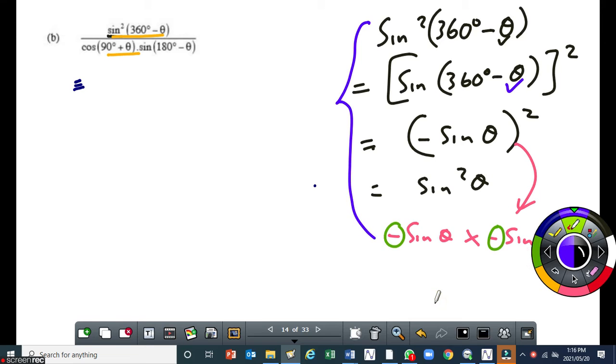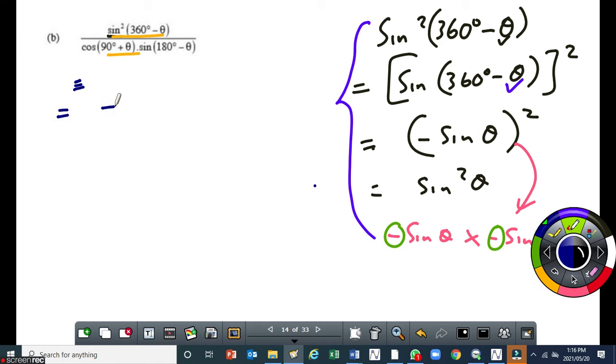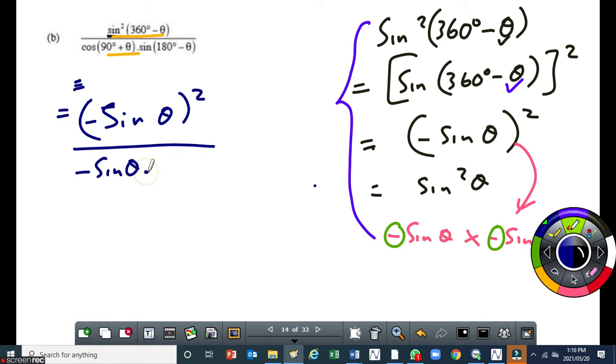So that's the working out to get the numerator, which means my next step is to write minus, or rather I can write positive. In fact, I can write minus sine theta all squared, all over the denominator. Cos of 90 plus theta, I have got it here. It's equal to minus what? Sine theta. So this gives you minus sine theta times sine of 180 minus theta, which is equal to sine theta.